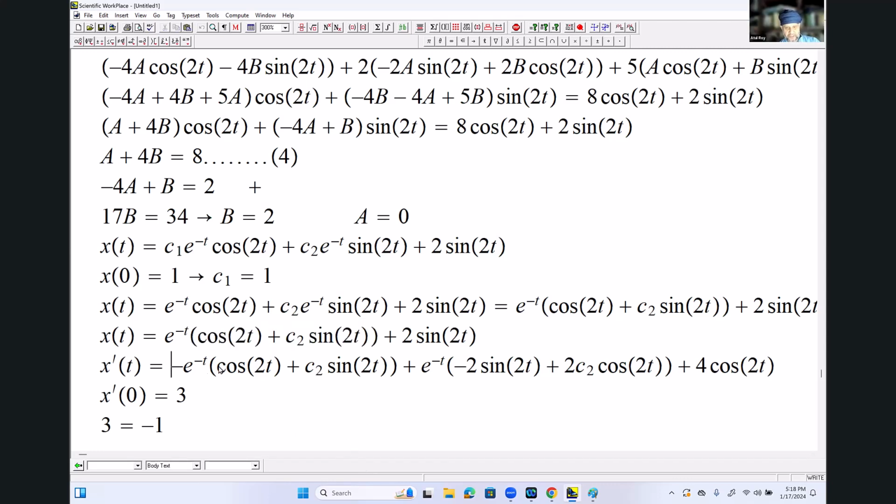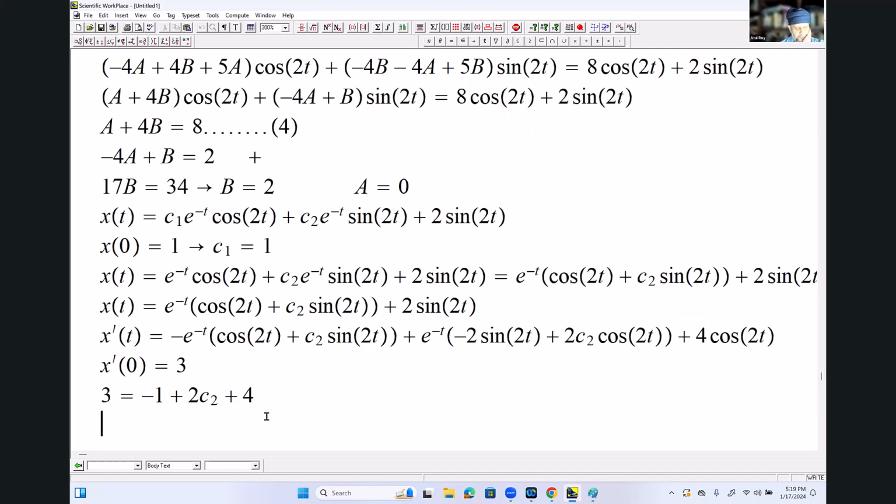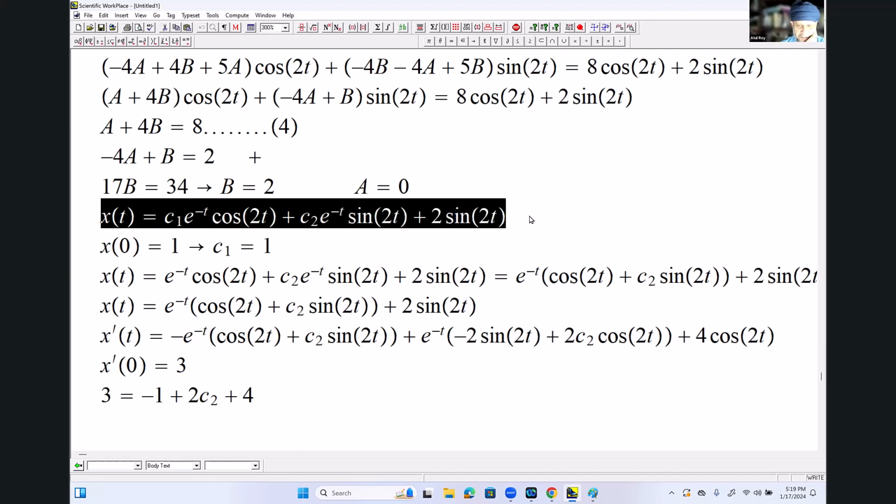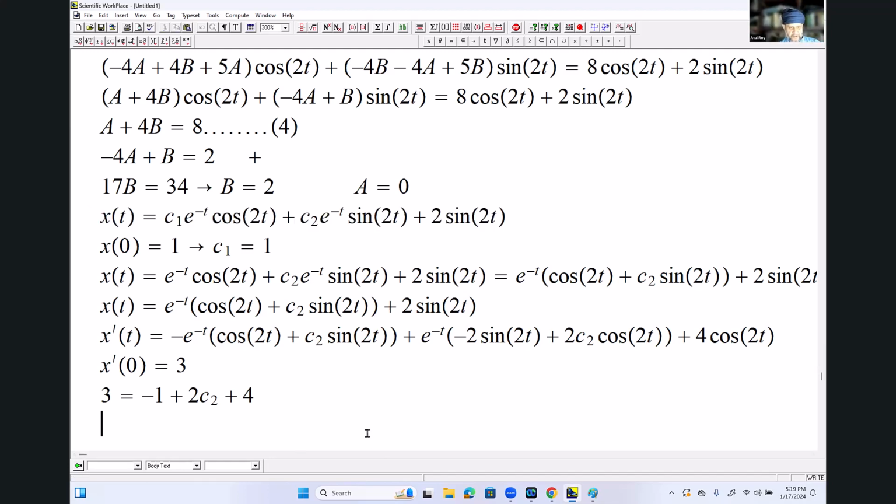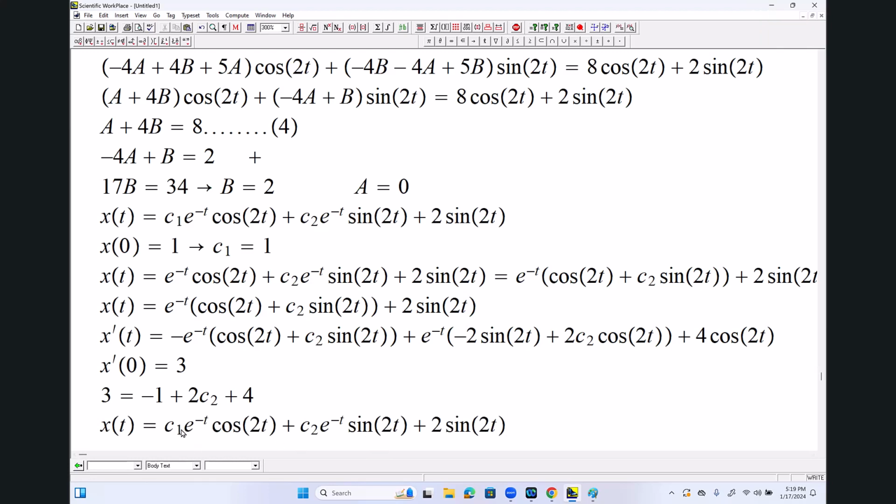So anyways, when I substitute t equals 0, this is negative 1. This is 1. This is 0. So this will be how much simply? Plus 2c2, right? Okay, and then plus 4 cosine 0, that is, we get 4. So, well, that's interesting. Looks like C2 will become 0 then, right? Okay, so if C2 is 0, what is xt then? And C1 was 1, right? So xt is simply this.